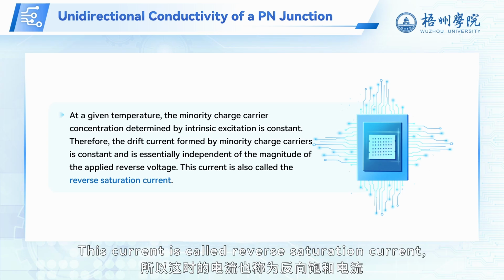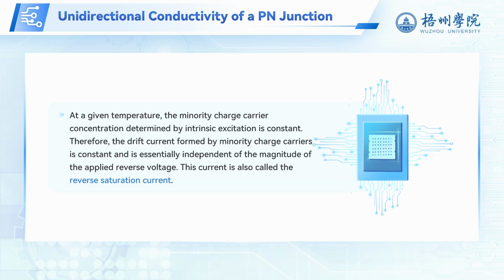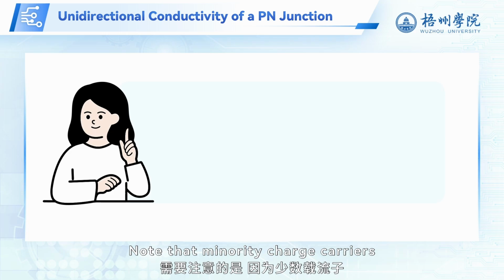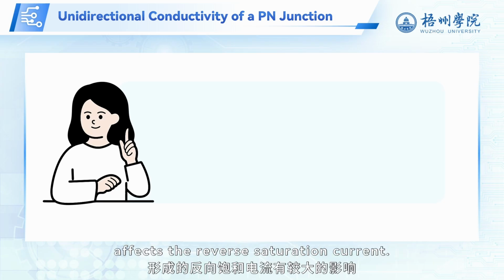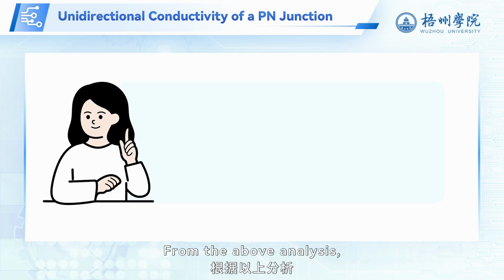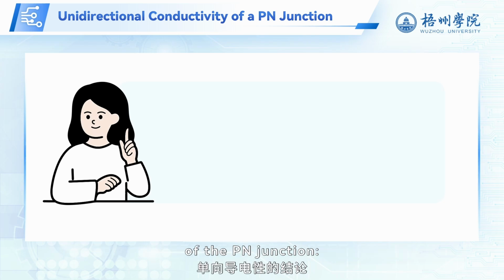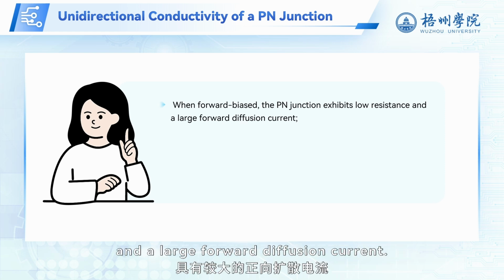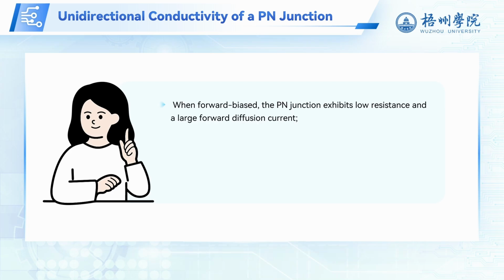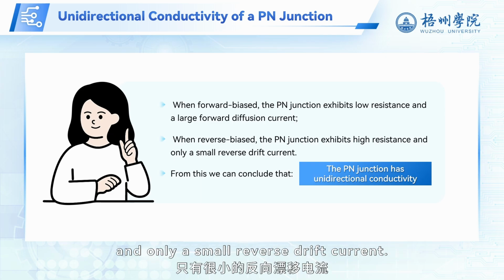This current is called reverse saturation current, denoted as IS in characteristic curves. Note that minority charge carriers are generated by intrinsic excitation, so temperature greatly affects the reverse saturation current. From the above analysis, we conclude the unidirectional conductivity of the p-n junction. 1. When forward biased, the p-n junction exhibits low resistance and a large forward diffusion current. 2. When reverse biased, the p-n junction exhibits high resistance and only a small reverse drift current.